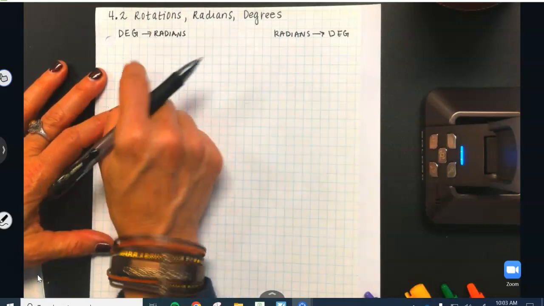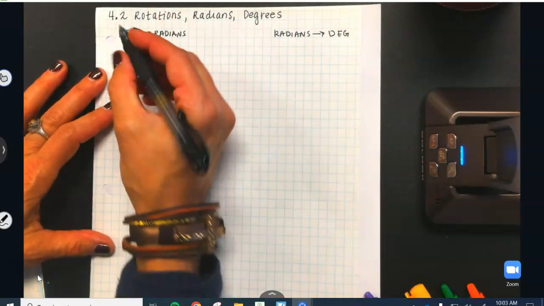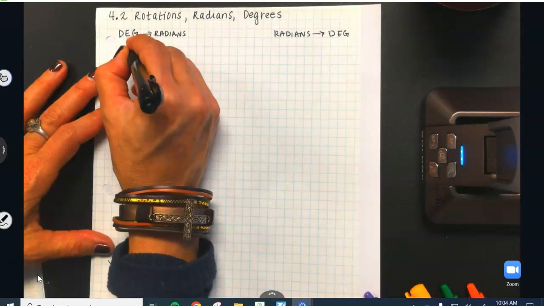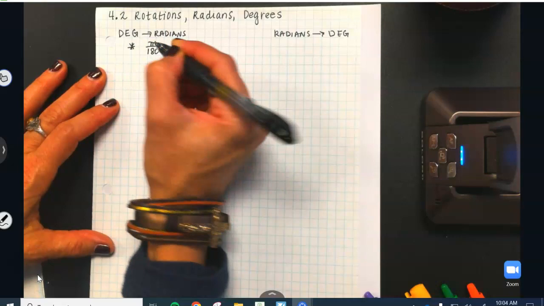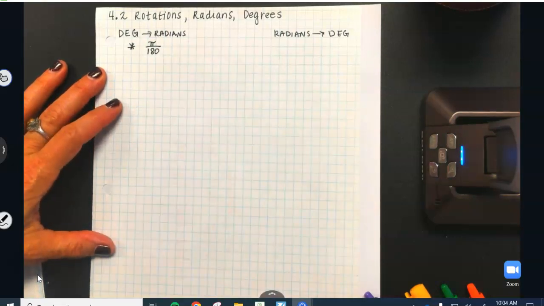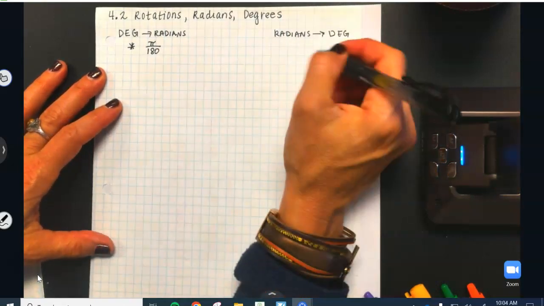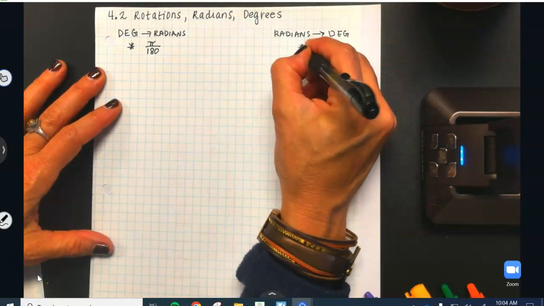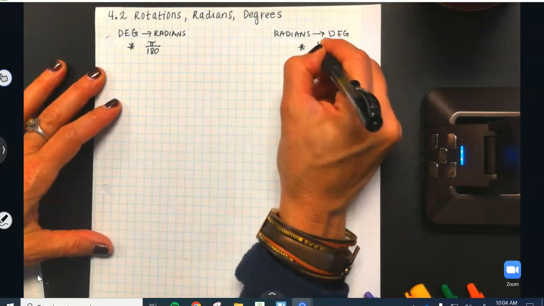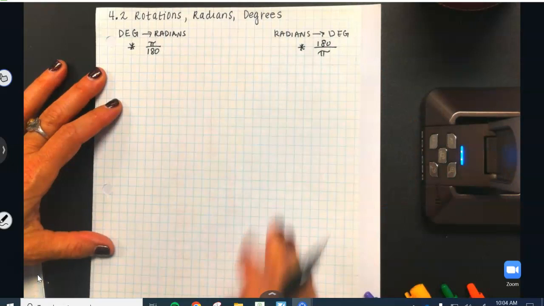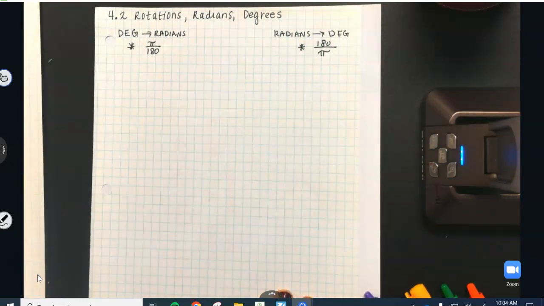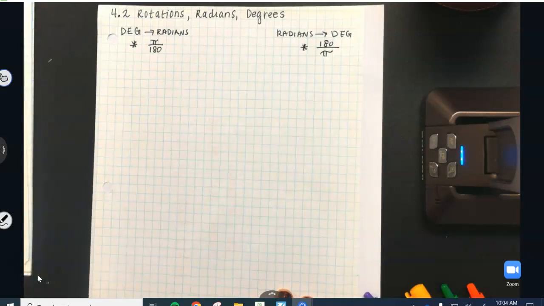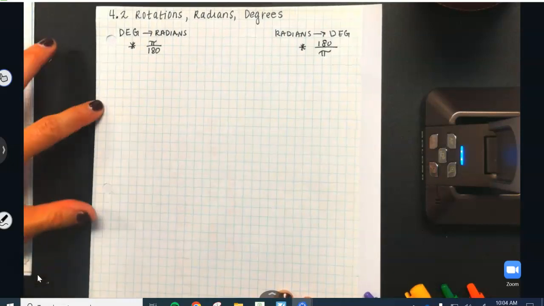All you got to do, guys, if it's in degrees, all you need to do is just multiply by pi over 180. And we'll do an example here in a little bit. For radians to degrees, you multiply by the reciprocal. So 180 is going to be on top, pi is going to be on the bottom. That's it.